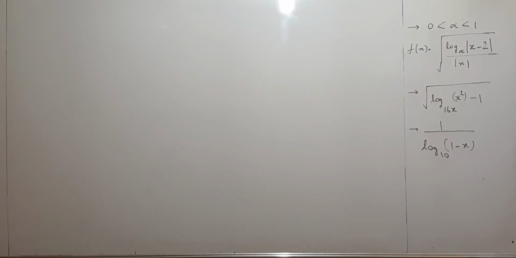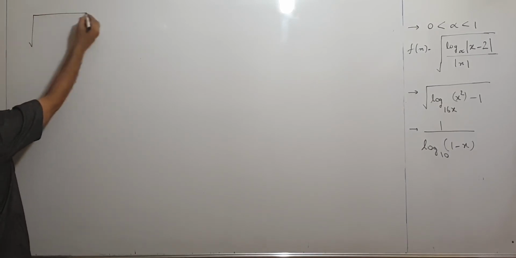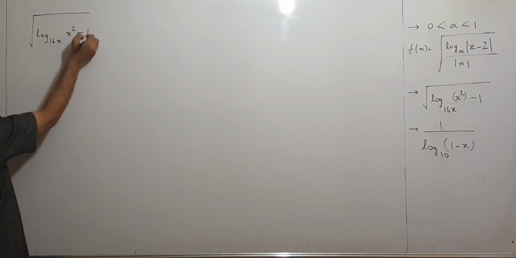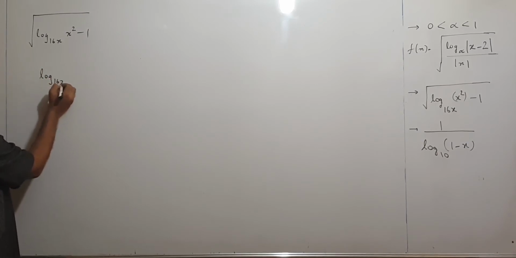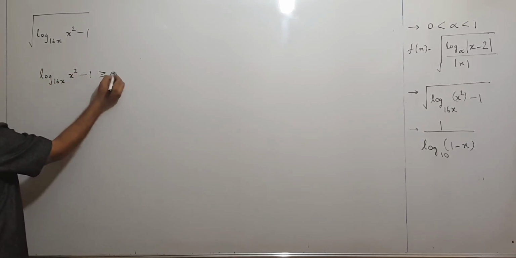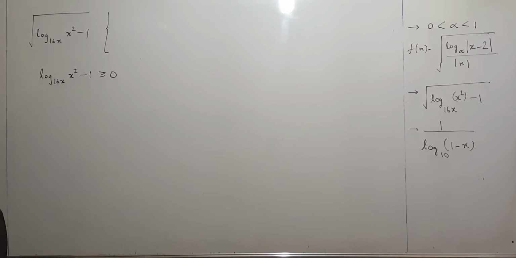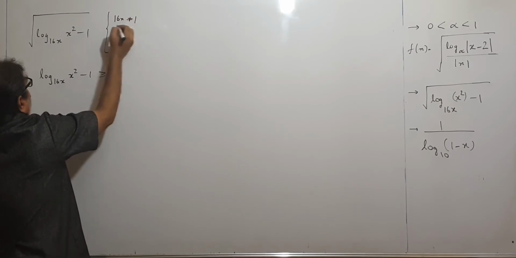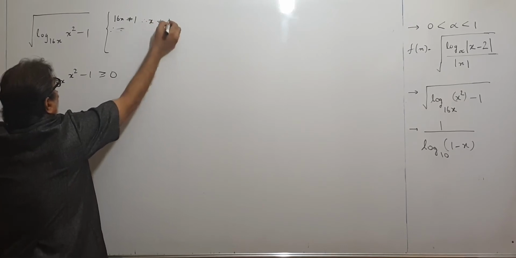Then we come to the next one, children. We have root of log of x square to the base 16x, minus 1. This is my f(x). So children, inside the root we know it should be greater than or equal to 0. So I write my condition: log base 16x of x square minus 1 should be greater than or equal to 0. Also we note a few points, children. This is the base, this should not be 1. So 16x should not be 1. Therefore x should not be 1 upon 16.